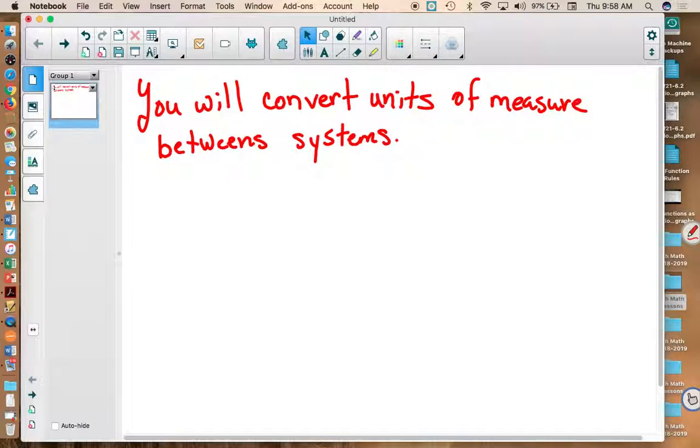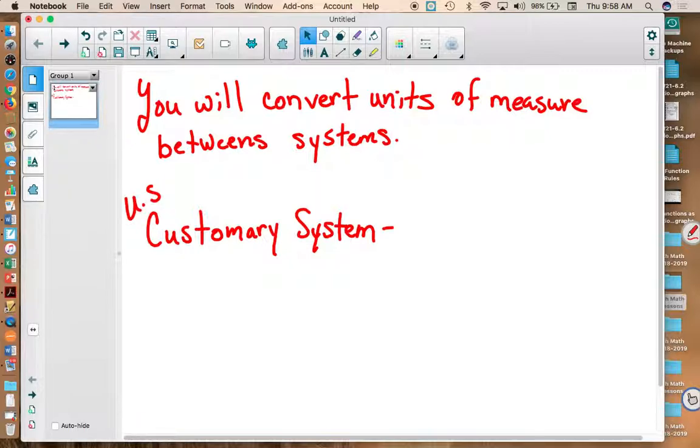There are two systems we're going to be working with. One is called the customary system. What do we mean when we say customary? Well, let's even throw a little bit more on that. What if we said the U.S. customary system? What are we talking about there? What are we talking about, Tyler? A system that was created in the U.S. Yeah, it's that form of measurement that we use every day in the United States, okay?